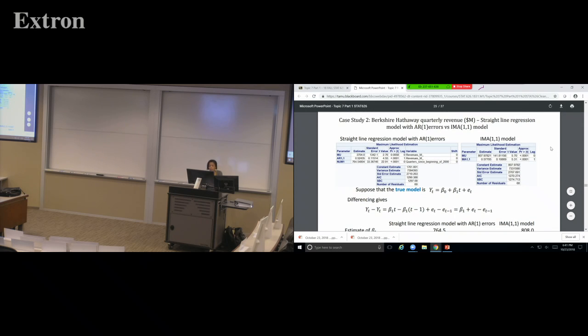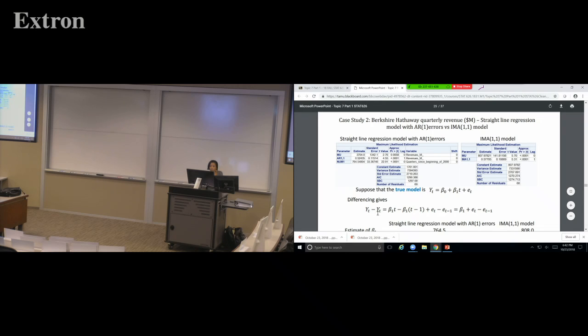So last time, when we were looking at the exponential smoothing, we ended up with an integrated moving average 1,1. Let's explore this a little further with that whole idea of standard errors. If we assume the true model is yt equals beta naught plus beta 1 t plus et, and we take the difference of that model, well, that's a typo. That's supposed to be t minus 1.